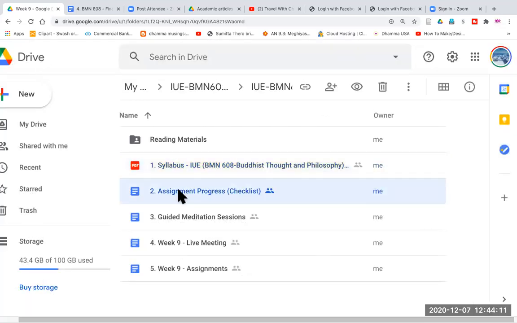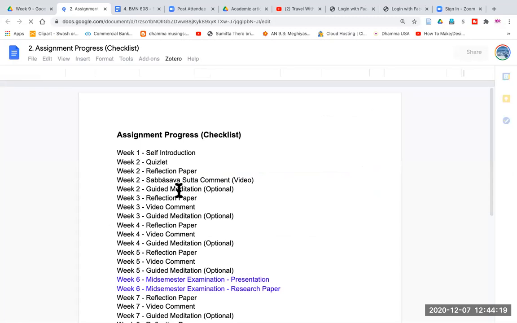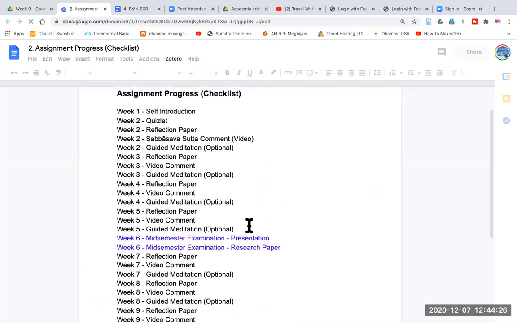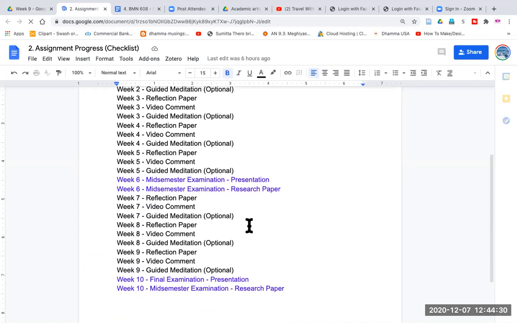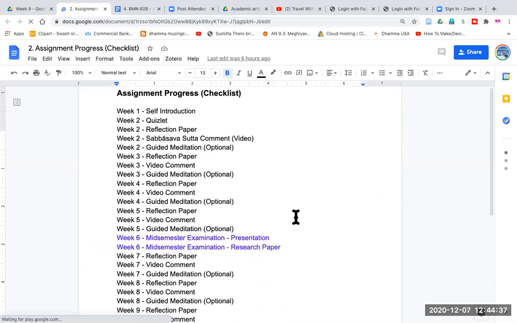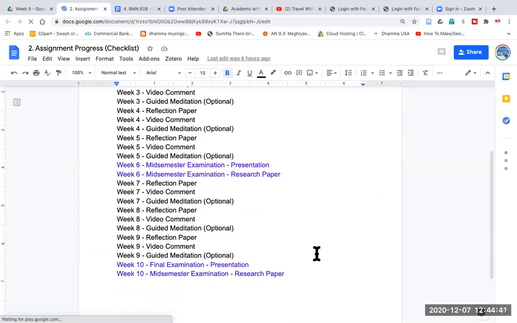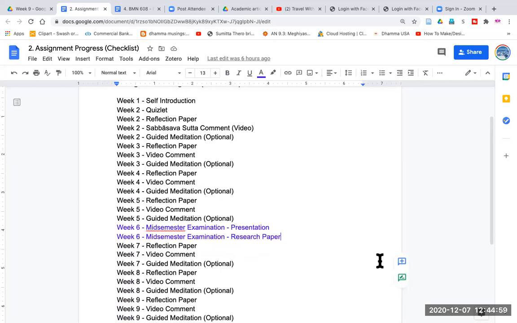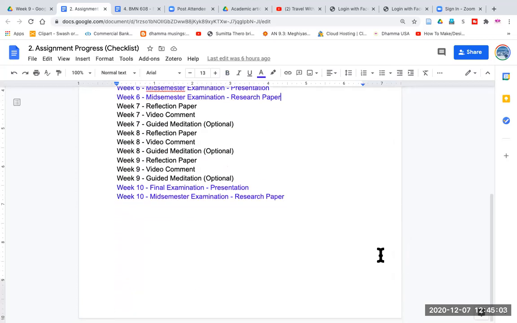Then I just want to open it up for you. Please make a copy of this, okay? You can all copy this one, check mark it, and then paste it in a different document in your own folder. That will be very useful, so you yourself know exactly where you are. Just in case you could not do the midterm presentation, a five-page research paper would be accepted. If you have any question on any of these things, just let me know.